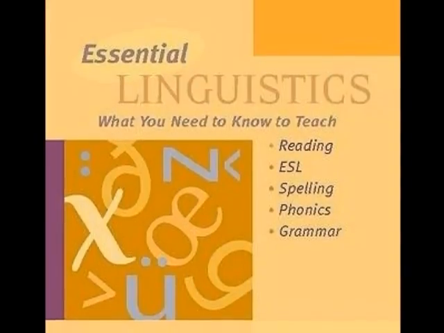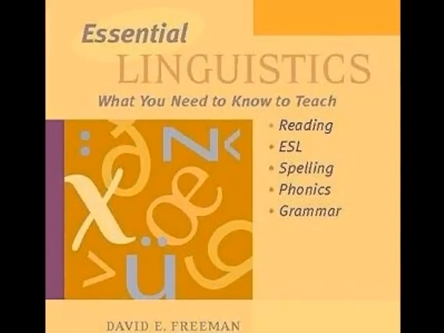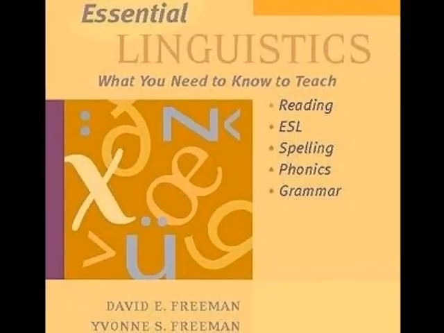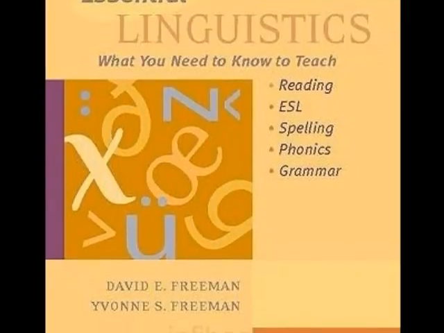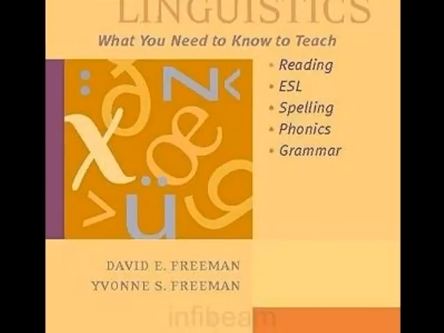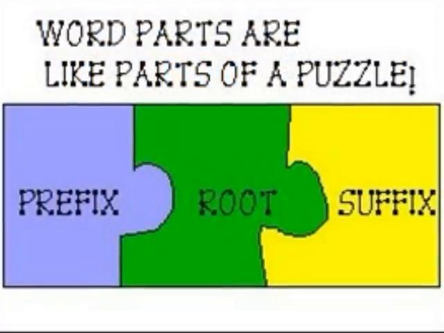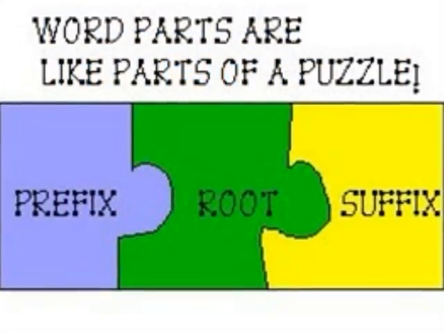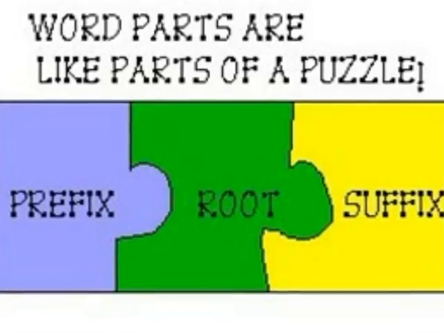Chapter 8 of David and Yvonne Freeman's book, Essential Linguistics: What You Need to Know to Teach, is titled Implications of Morphology for Teaching Reading and Teaching a Second Language. There are many different ways of teaching reading. One way that is discussed in Chapter 8 is called socio-psycholinguistic.